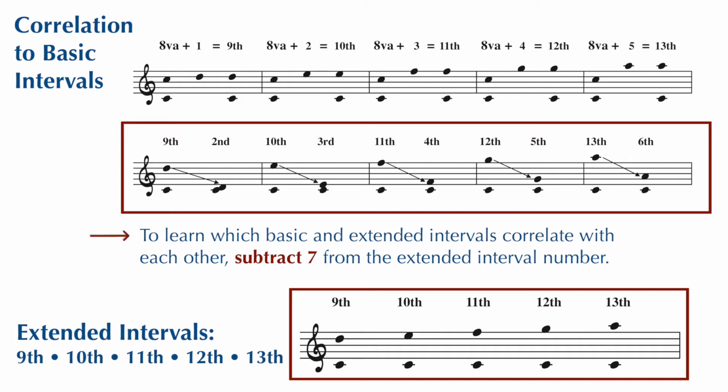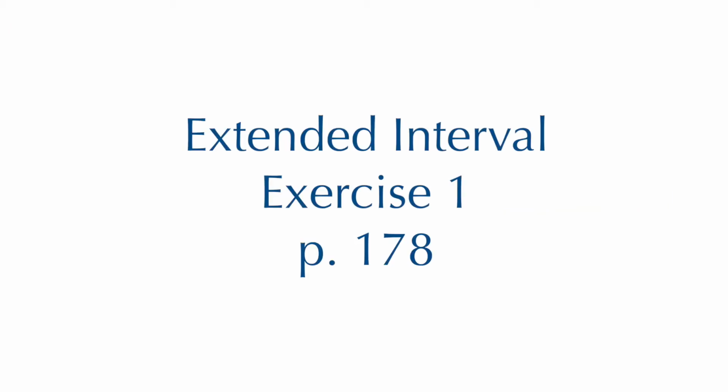An easy way to figure out which small and extended intervals correlate with each other is to subtract 7 from the larger interval. The interval of a 9th minus 7 becomes a second. The interval of a 10th minus 7 becomes a third. The interval of an 11th minus 7 becomes a fourth. The interval of a 12th minus 7 becomes a fifth. And the interval of a 13th minus 7 becomes a sixth.